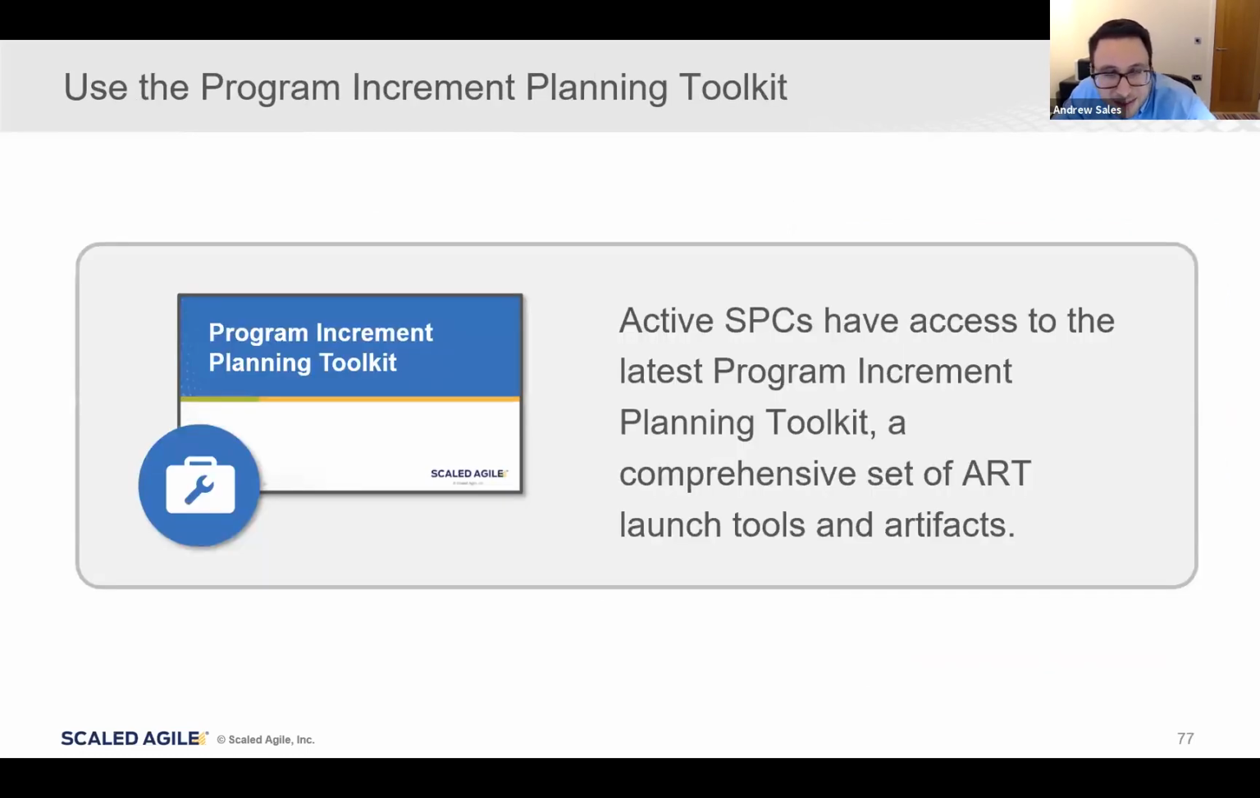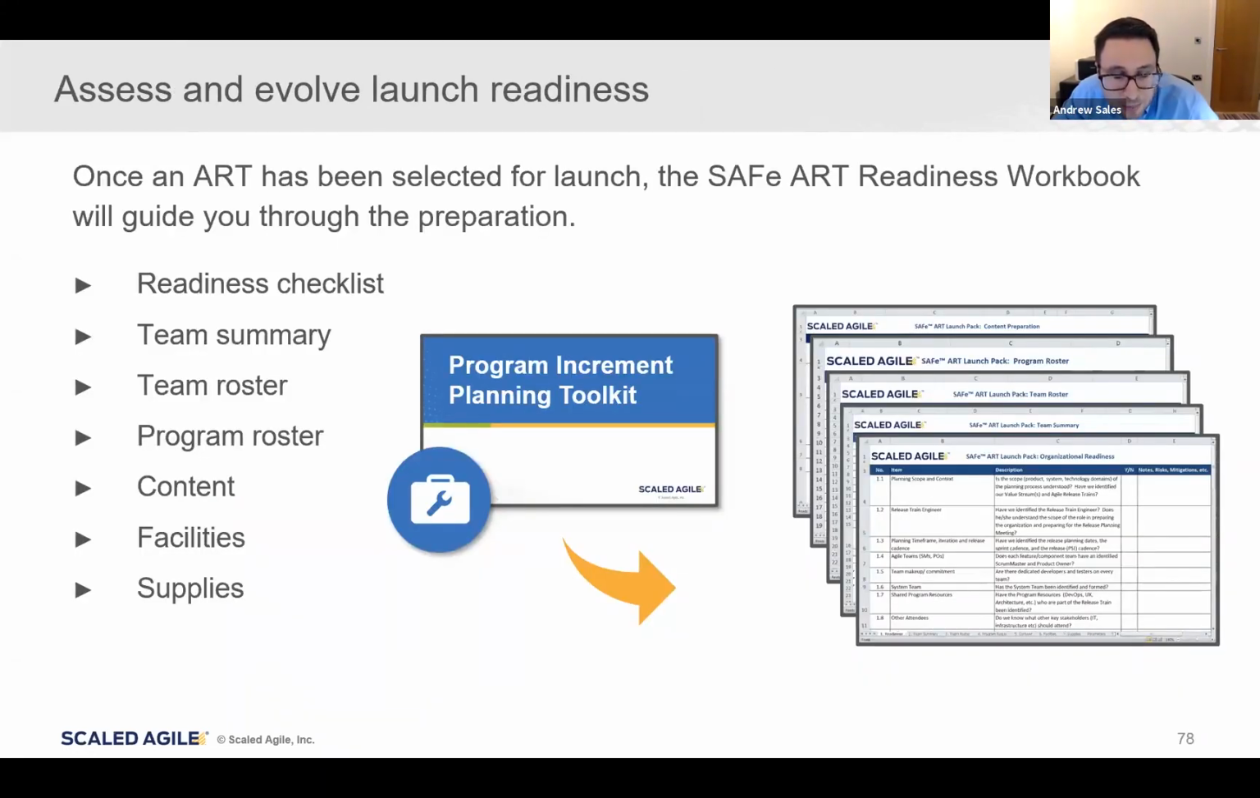And of course, as SPCs, you've got the program increment planning toolkit. You've also got a remote ART toolkit to help in the remote ART situation we find ourselves in today. And there's some great artifacts in here. And one I just want to highlight as we conclude today is the readiness checklist. So this contains everything you need, the things you can start to plot onto that implementation roadmap, the things you need to think about as you launch your ART.